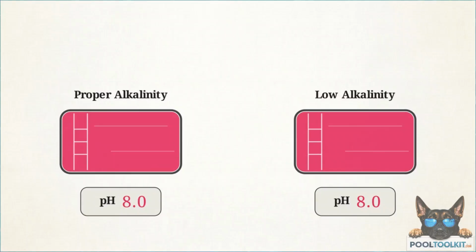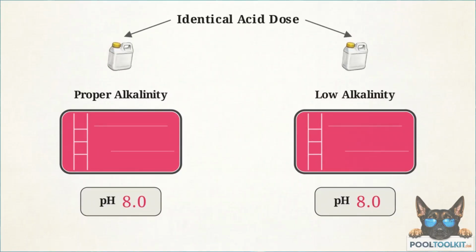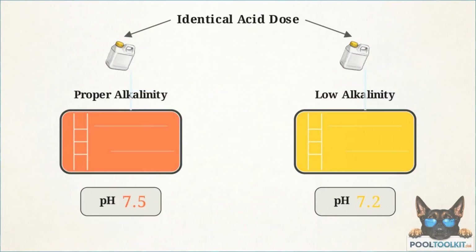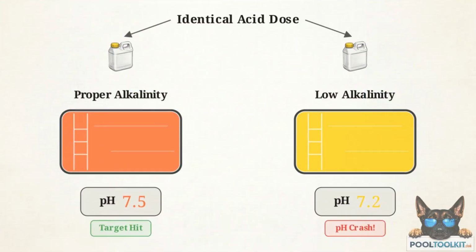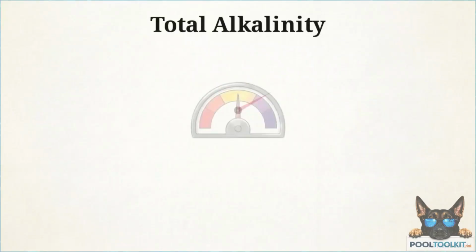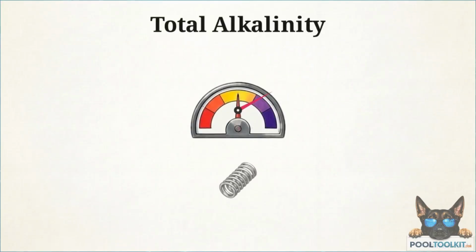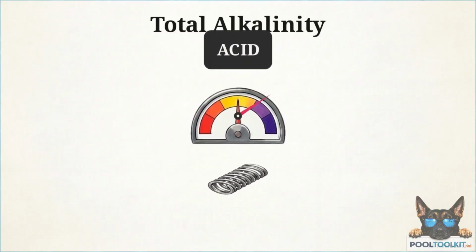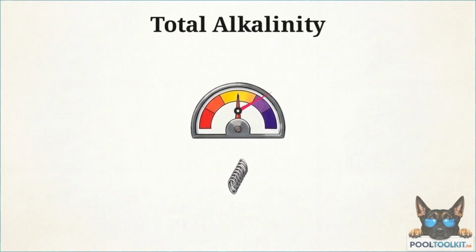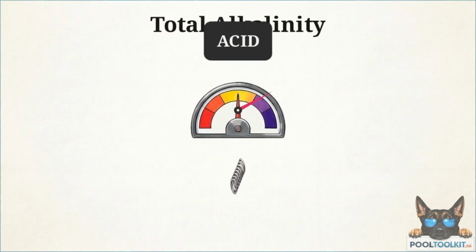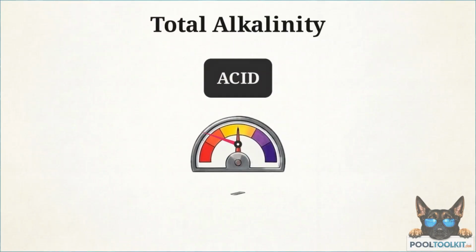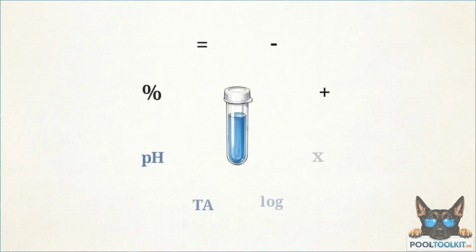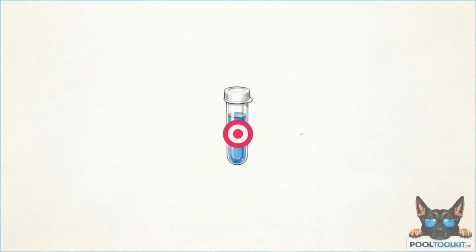You might wonder why two completely different pools, both sitting at a high pH of 8.0, can't just use the same dose of acid to get back to 7.5. The answer is total alkalinity. Think of pH as a speedometer and alkalinity as the shock absorber beneath it. High alkalinity is a stiff absorber. It takes a massive amount of acid to move the needle. Low alkalinity is thin. Hit it with acid and it snaps, plunging the needle.